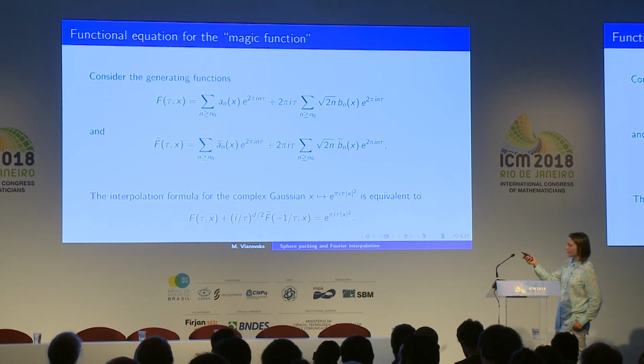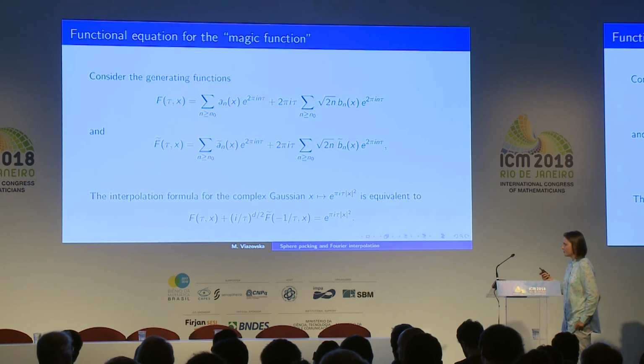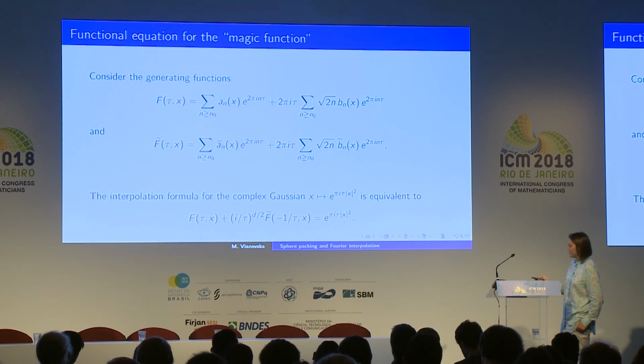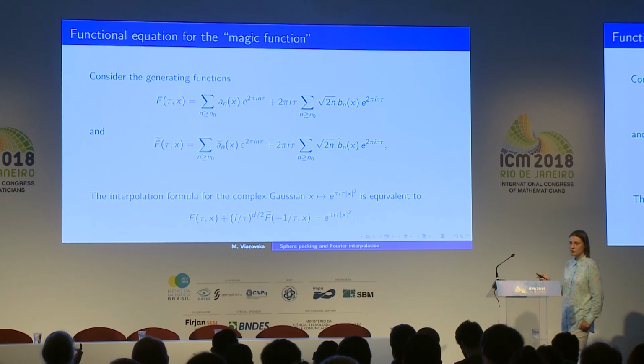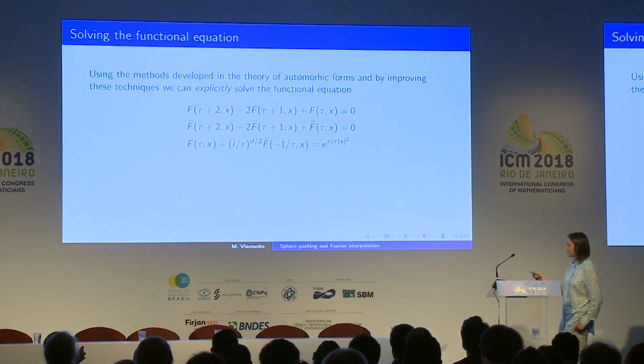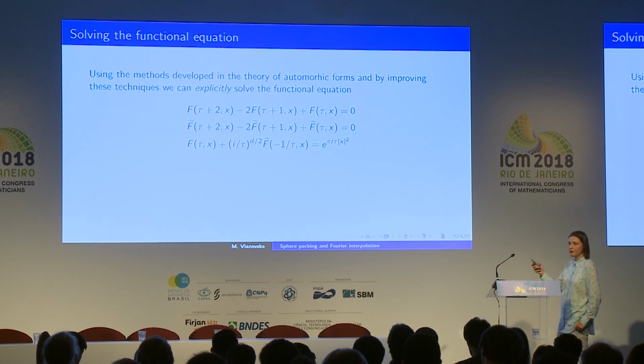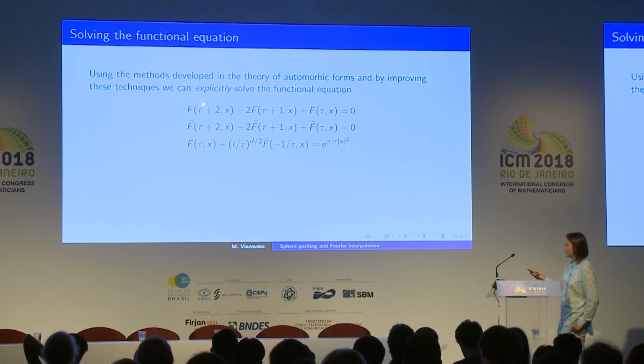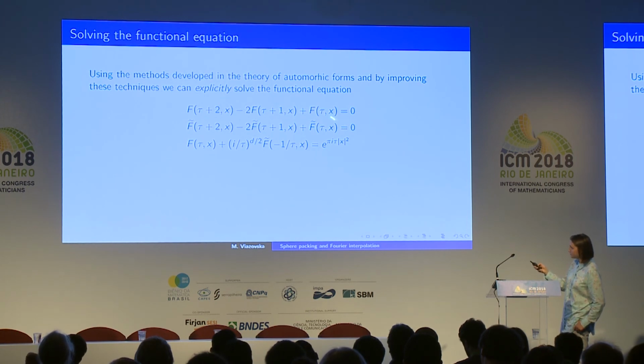Again, we consider generating functions, and we apply our prospective interpolation formula to a Gaussian, and we see that our generating function has to satisfy a functional equation. It's very similar to the functional equation we had before. The only difference is that the generating function we had before was periodic, and this one is not periodic. However, it's very close to being periodic; it's linearly periodic, so it satisfies this identity. So now we need to find a function which satisfies these three conditions.